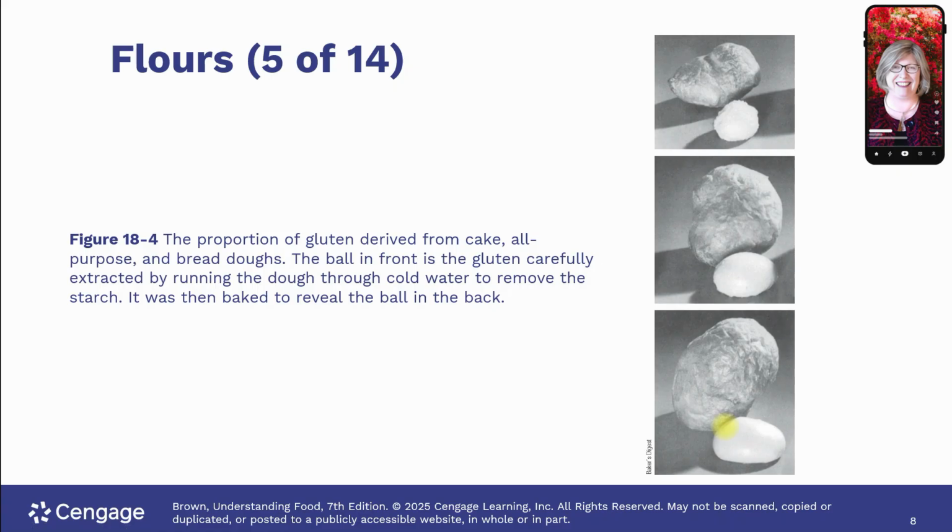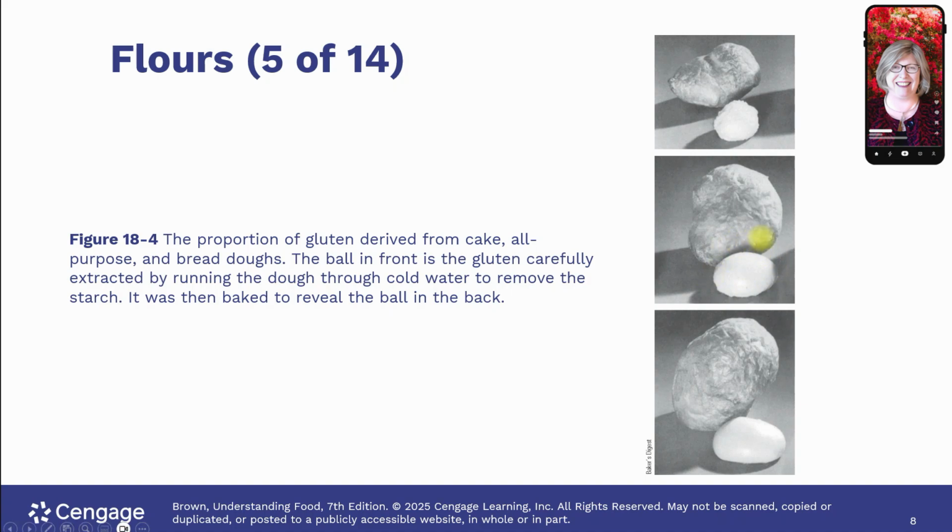So the proportion of gluten derived from cake flour is at the top. It's the smallest ball because it will be the most tender. It's going to have the least protein. At the bottom, we have bread dough or bread flour, and this will form the most protein because it has the most gliadin and glutenin. And in the middle, we have what we call all-purpose flour, which is a combination of cake flour and bread flour. We have soft wheat and hard wheat.